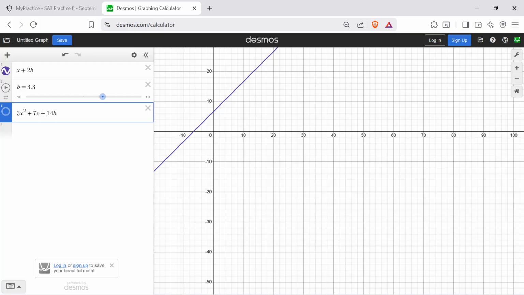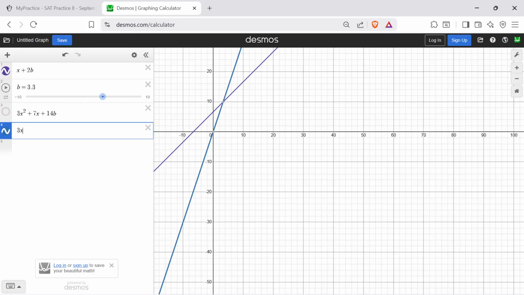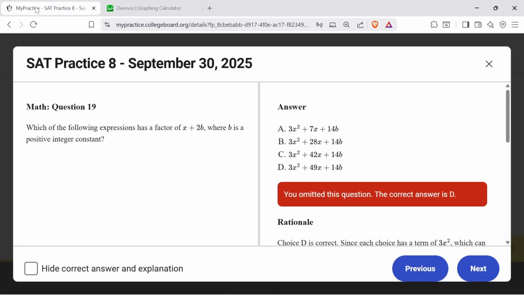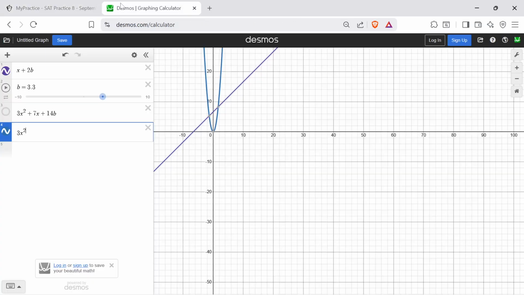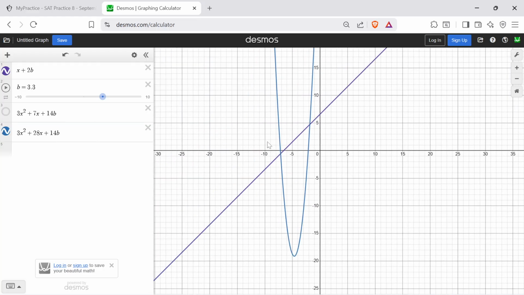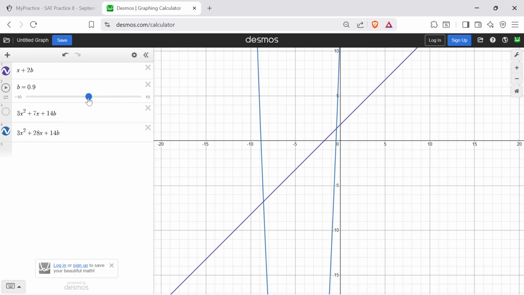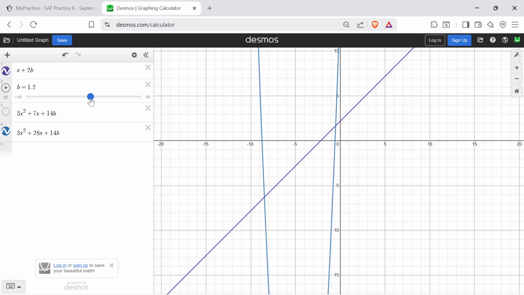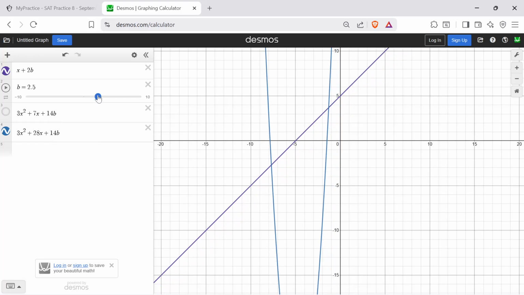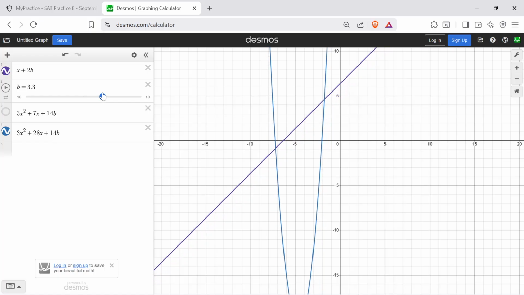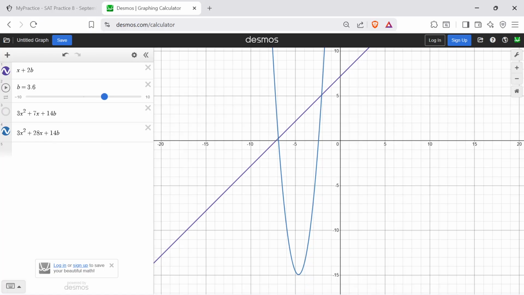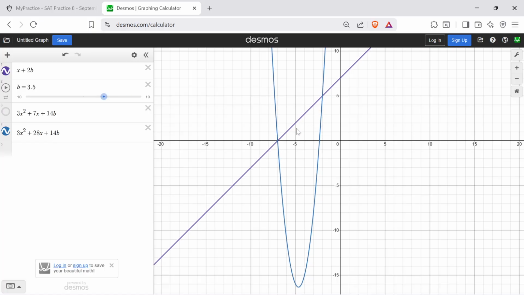So this next one, you cannot cut and paste in Blue Book, 3x squared plus 28x plus 14b. Now you can see they cross, and something might happen here. So I want to see if I can get them to cross. Now notice, here it crosses below the x-axis. I'm going to put b down at 1. And then if I go like this, b is getting bigger, but that one on the left could cross at the x-axis. It does right about there.